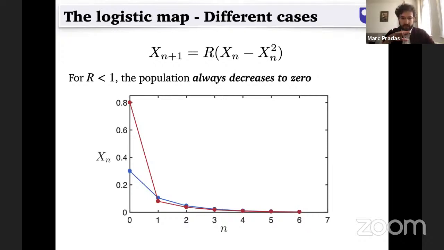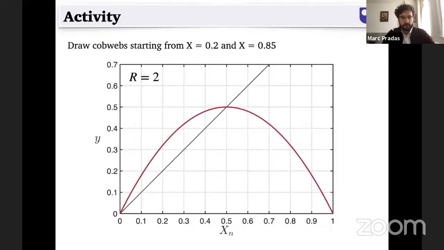And for this, we're going to explore this with the next activity. So if you go to Desmos, you will find the fourth activity. This graph is set up to draw cobwebs. And we would like to ask you to draw cobwebs and maps to identify what's the behavior of the sequence as you keep iterating when you start from 0.2 and 0.85, and see what happens.